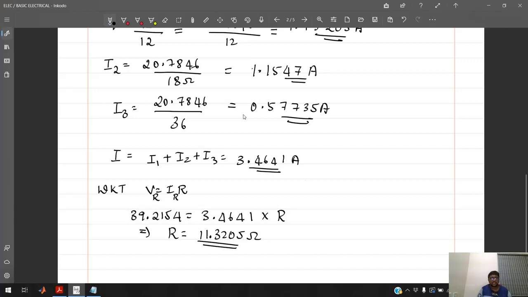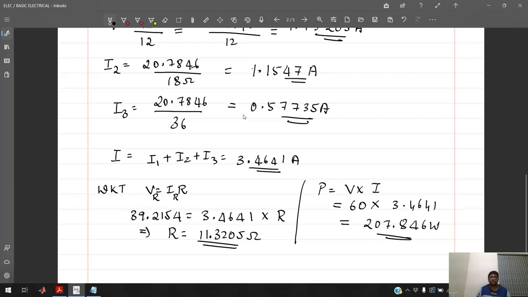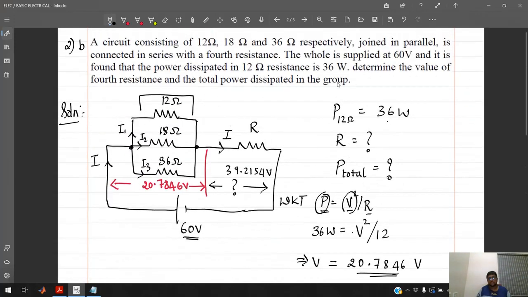The second part of the question is, what is the total power dissipated in the circuit? Power is equal to V into I. The supply voltage is 60 and the supply current is 3.4641 ampere. So you are going to get 207.846 watts. So this is how you solve the questions which are asked: determine the value of the fourth resistance, and calculate the total power dissipated. So this is all about module 1 questions in the model question paper.